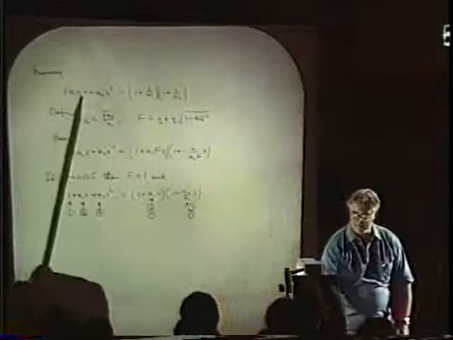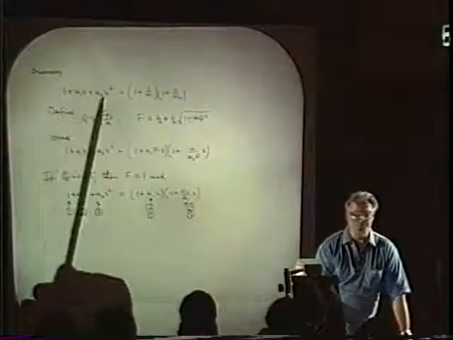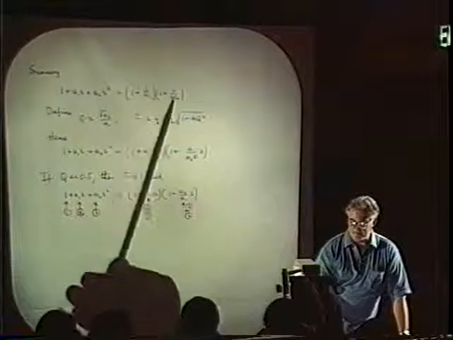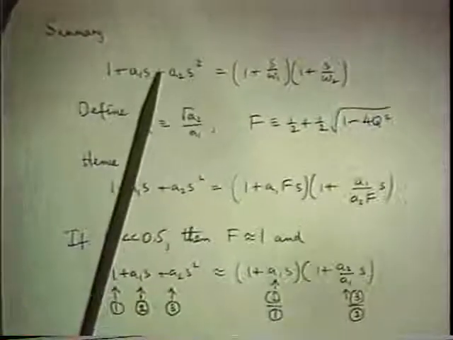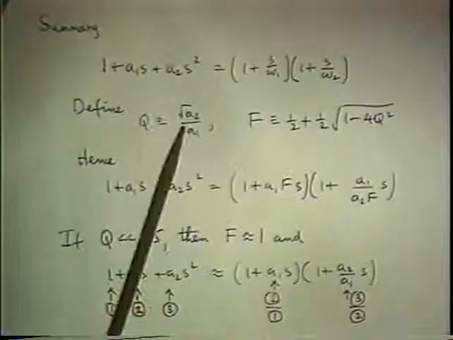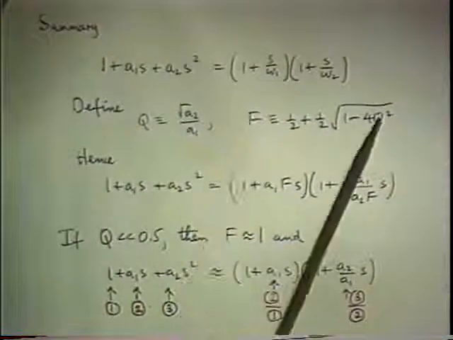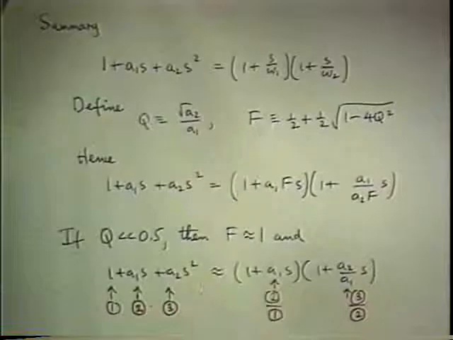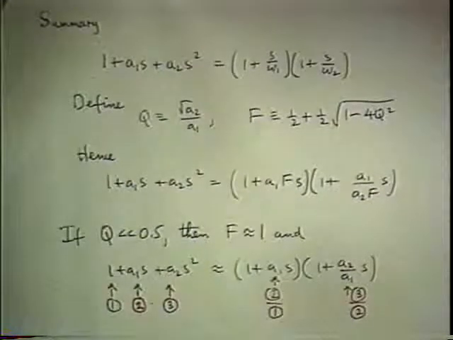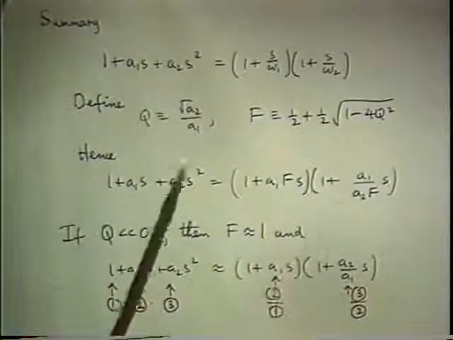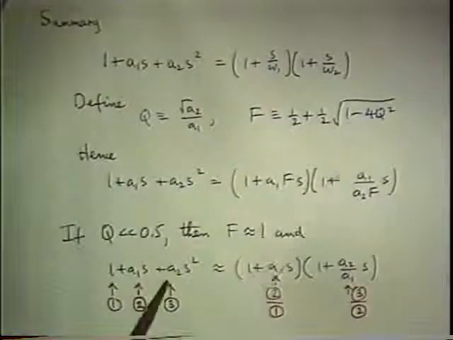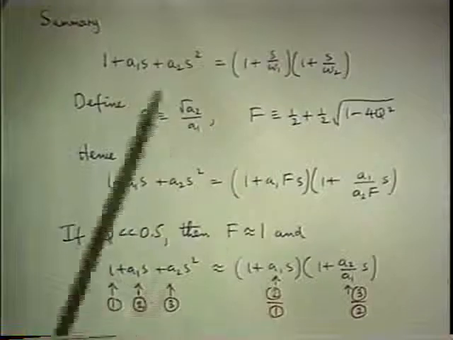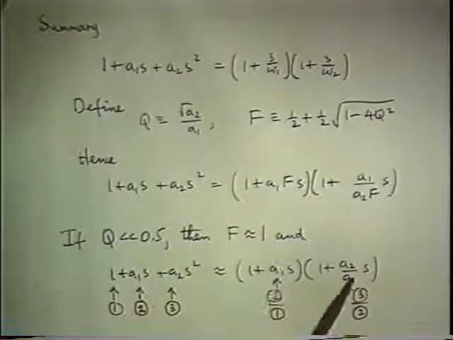So here's the summary. If you write your quadratic in this normalized form, this identifies two corner frequencies, and the Q factor is evaluated directly from the original coefficients. And then you can find whether f is close to 1 or not, and you don't have to compute it. You just remember that little graph, and you can tell right away whether it's a good approximation or not. And if it is a good approximation, then you can factor the quadratic into these two real factors.